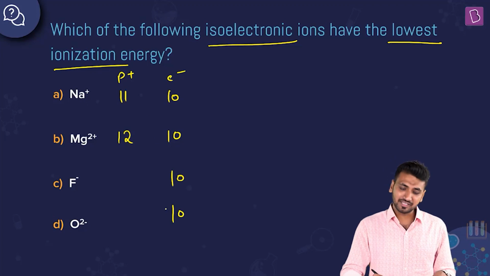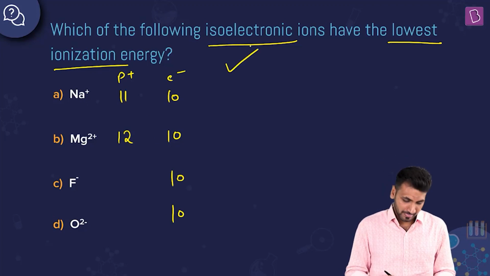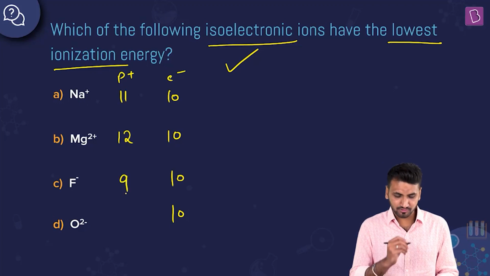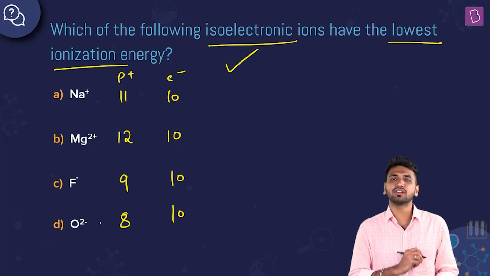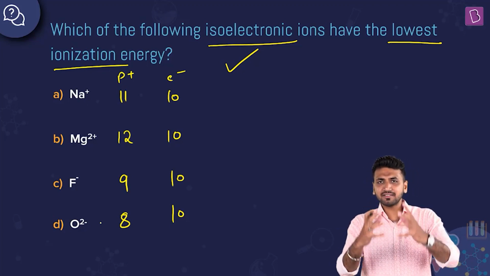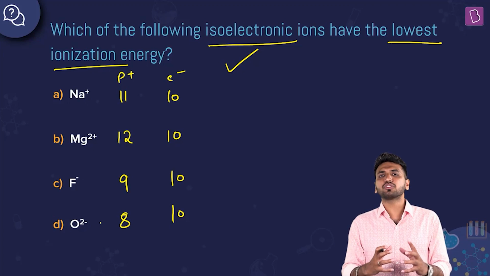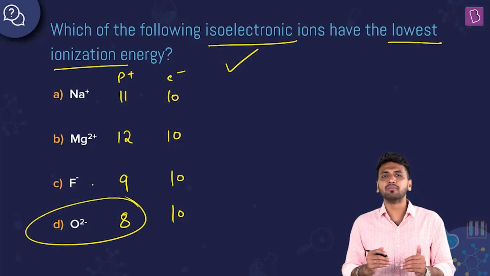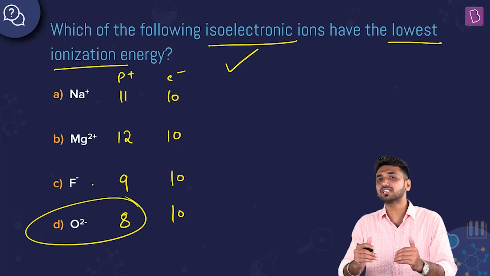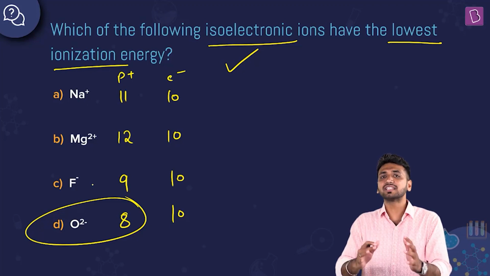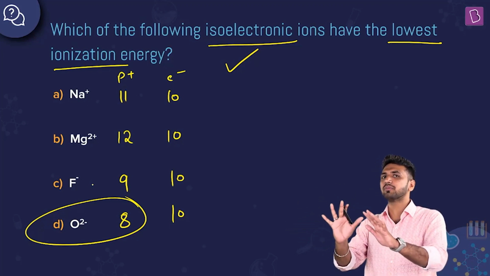Why? Isoelectronic. Okay. So we just need to focus on the number of protons, that is 9 in fluorine and 8 in oxygen. Now try to understand this thing. If the number of protons in the nucleus is less or the minimum, then the effective nuclear charge in all these four cases on the outermost electron is going to be minimum.